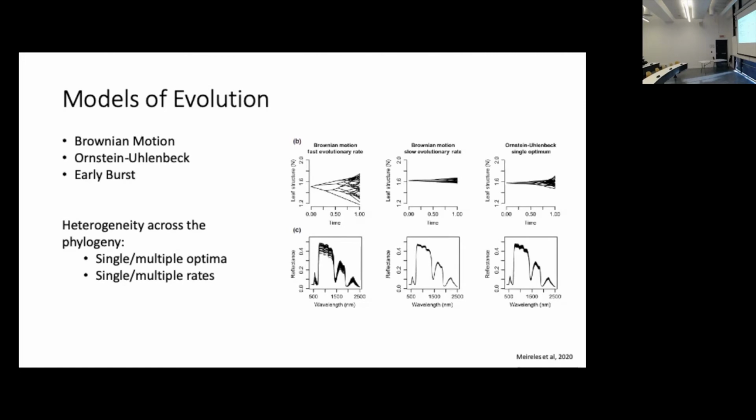Another aspect that is important to consider is heterogeneity across the phylogeny. So we may not expect there to be a single rate or a single optimum for the whole vascular plant clade, which is the scale that we're looking at. And so we want to be able to test if there are multiple optima or multiple rates across the tree. Okay, so those are the models of evolution.